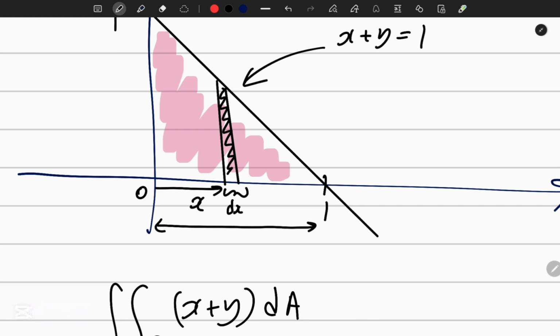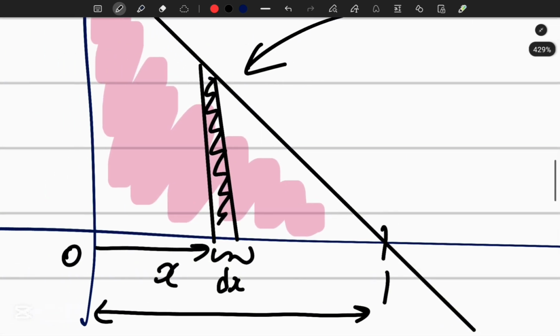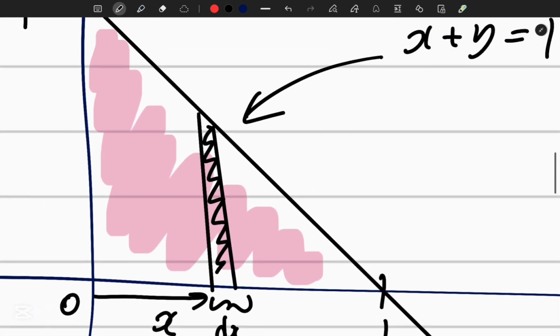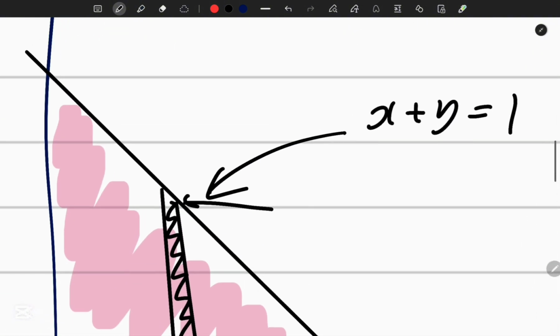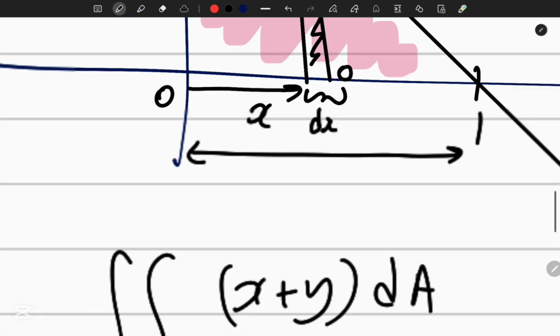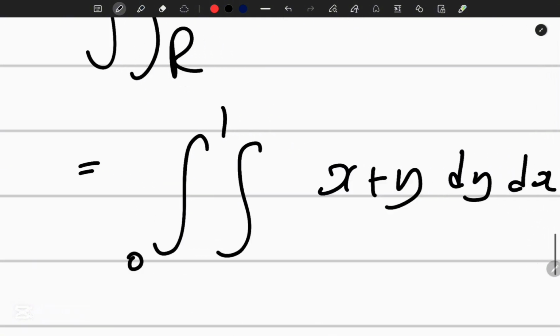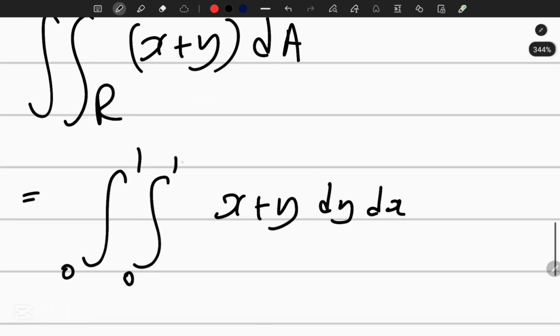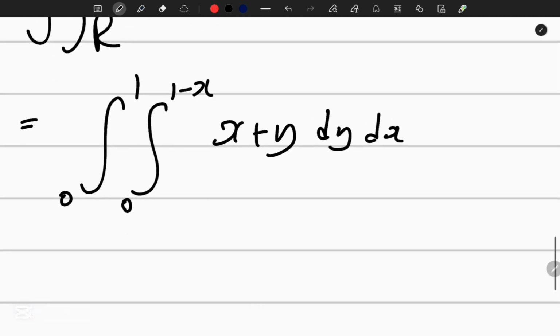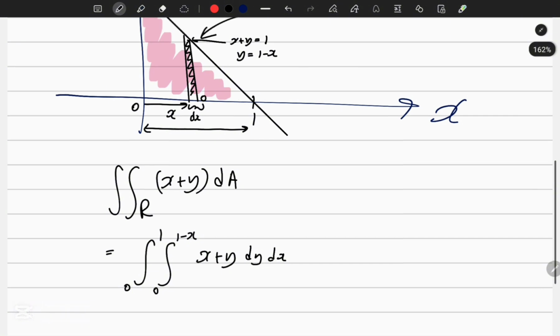Now I have to think about the y limits. If I consider here, y is going from 0 to some line. This line is x plus y equals 1, so y equals 1 minus x. So y is going from 0 to 1 minus x. So this is the integral I need to find.